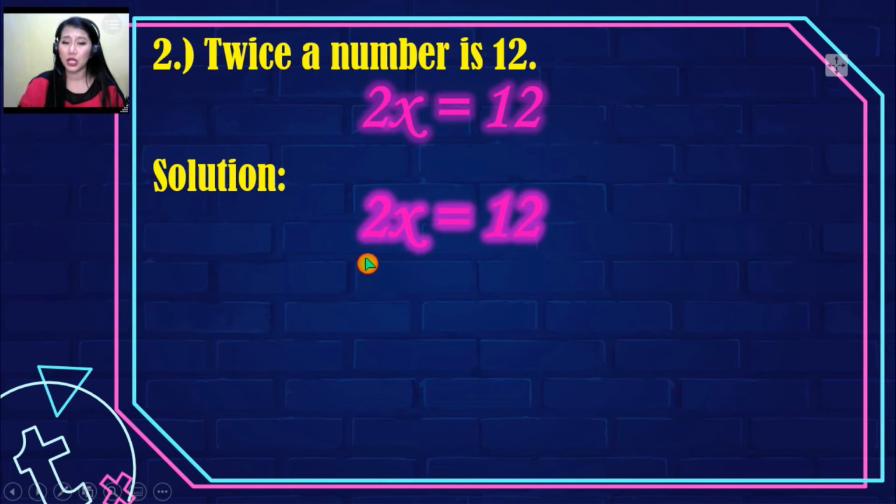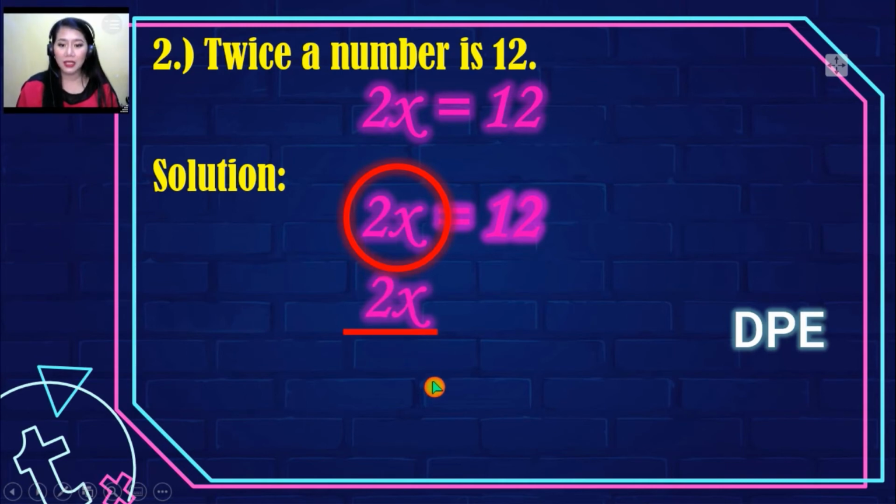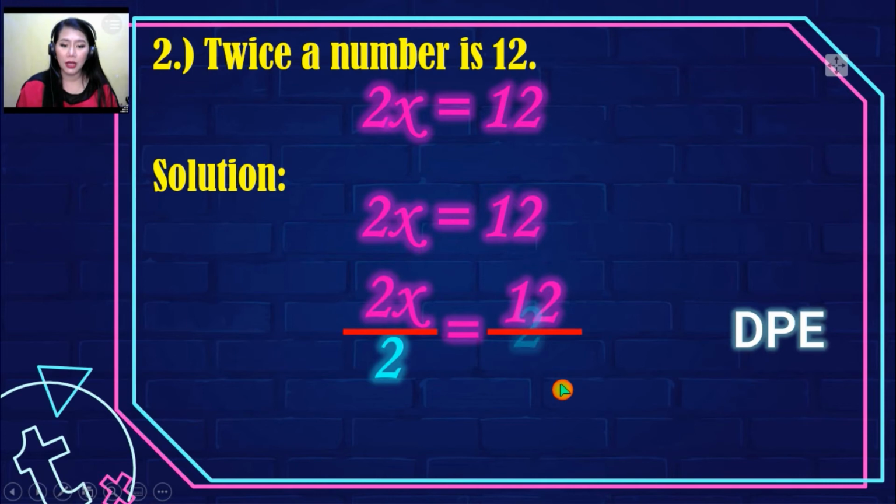To show our solution is step number 1, identify the operation. You see here that 2 is a constant, x is a variable, magkatabi sila, the implied operation is multiplication, so therefore you have to apply DPE by dividing both sides of the equation. So copy 2x, mag-divide tayo dito ng 2, and then kopyahin natin yung equals, kopyahin natin yung 12, and then mag-divide tayo ng 2. Question anyway. Bakit 2 yung dinivide natin? Why not any number like 3, 4, 5? Kasi nga, remember, si x yung target natin makuha. Sino yung katabi niya?